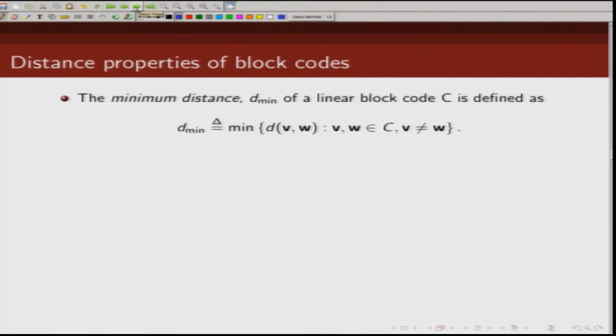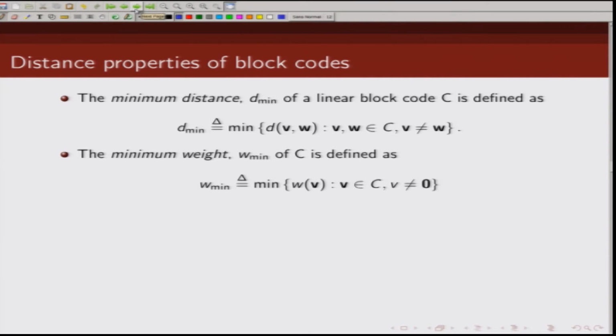Now, let us define what we mean by minimum distance of a linear block code. We define the minimum distance of a linear block code as the minimum Hamming distance between any two code words. So, we define the minimum distance of a linear block code C as the minimum Hamming distance between v and w, where v and w are code words and v is obviously not equal to w. Now, this can be written as, we will come to that.